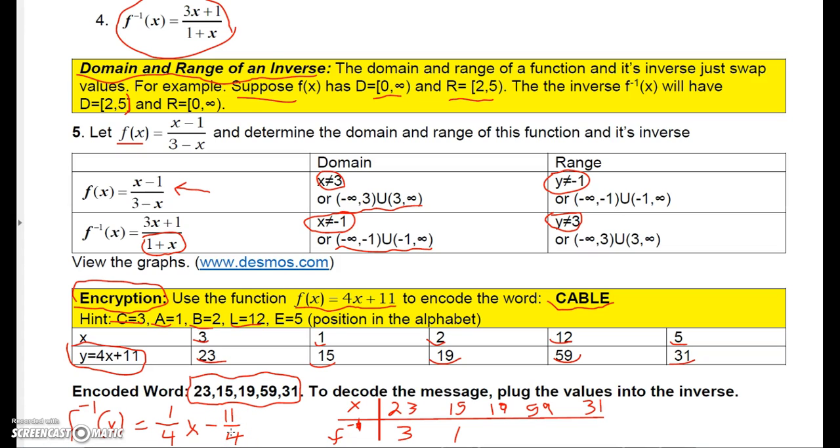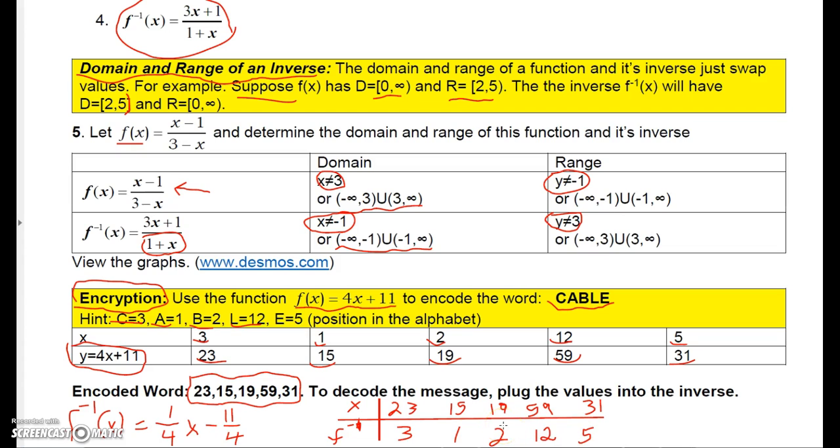Let's see, is it 19? Yeah. 19 over 4 minus 11 over 4. That would be 8 over 4. That would be 2. And then if I plug 59 in, I get 59 over 4 minus 11 over 4, which is 48 over 4, which is 12. And then if we plug 31 in, we get 31 over 4 minus 11 over 4, which would be 20 over 4, which would be 5. And there you go. And now you could decode my message and figure out that this is the 3rd letter, 1st letter, 2nd letter, 12th letter, 5th letter, and then just determine C-A-B-L-E.